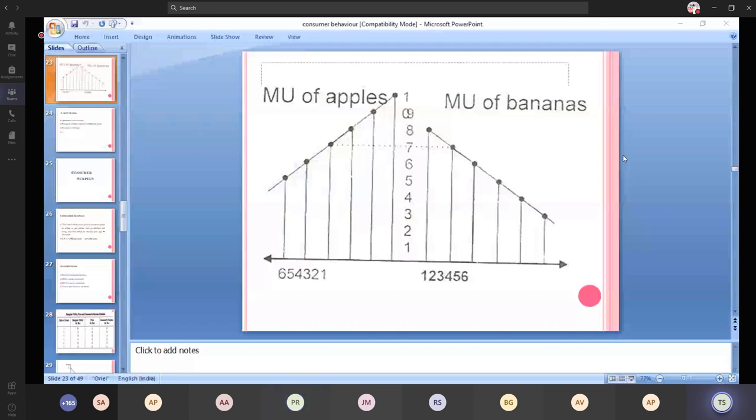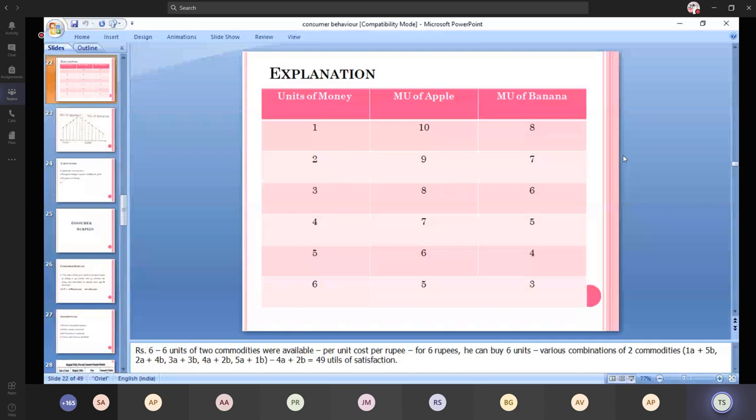I just kept a table. I kept that slide only. Is it visible? Is it visible, guys? The table. No, ma'am. What is that in the slide? Now it's visible, ma'am. Visible, ma'am.